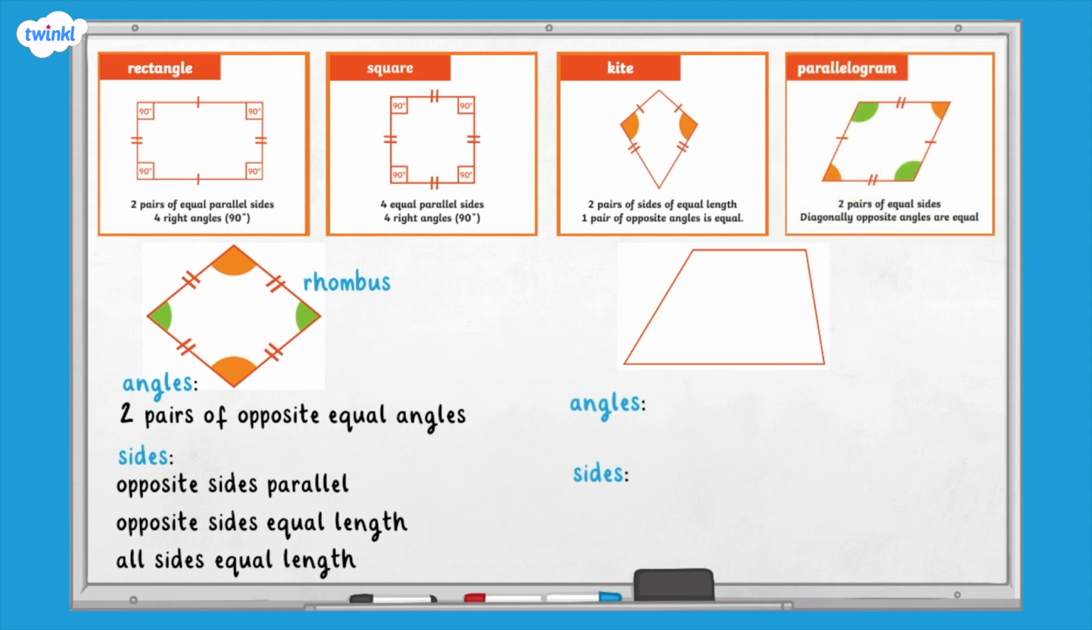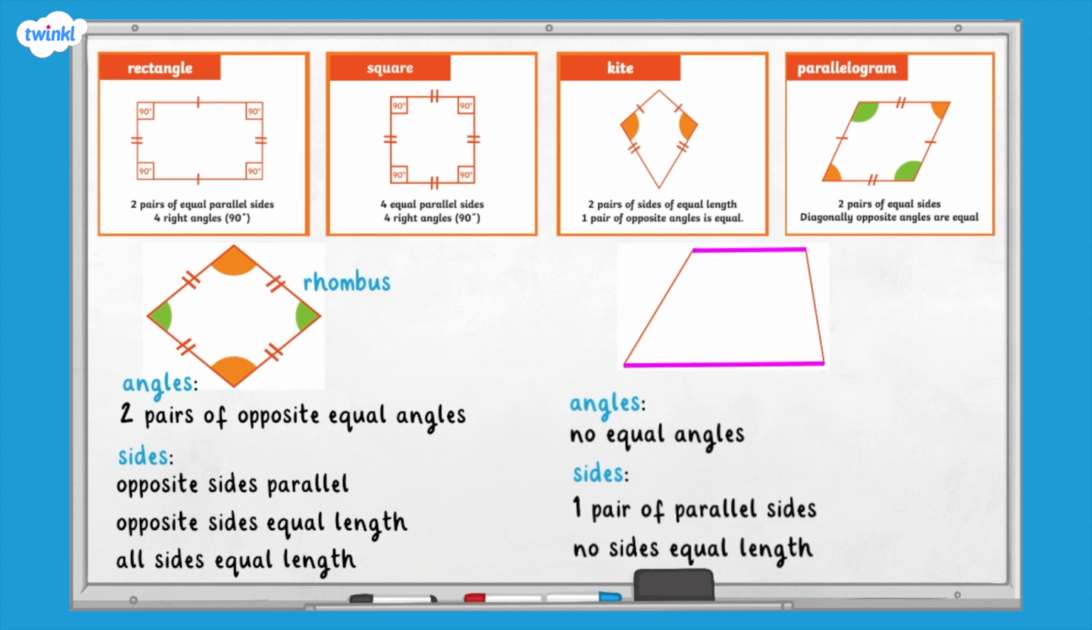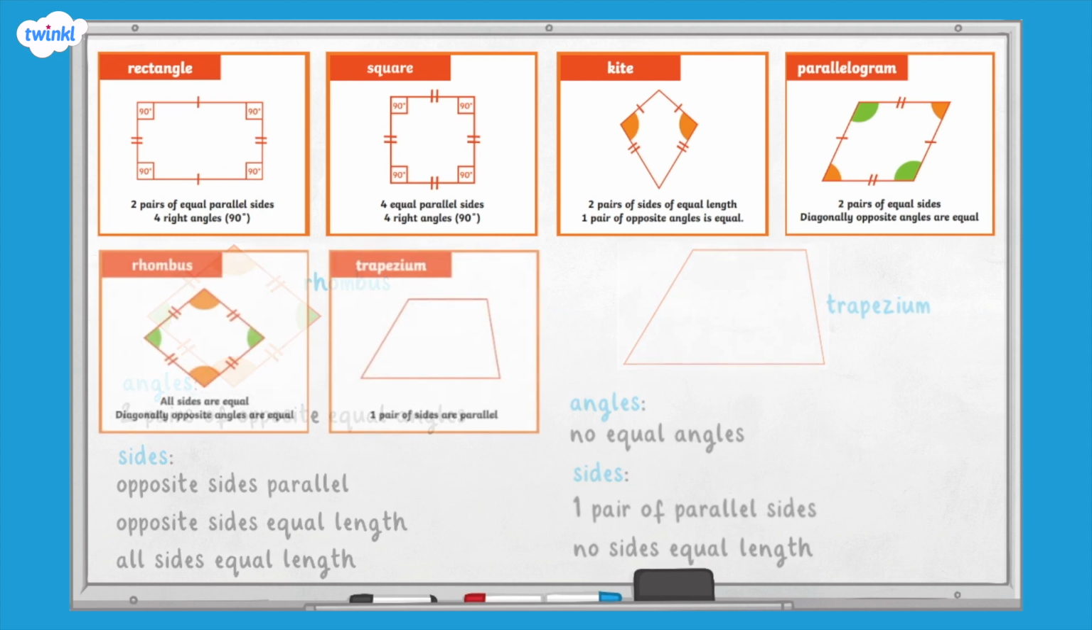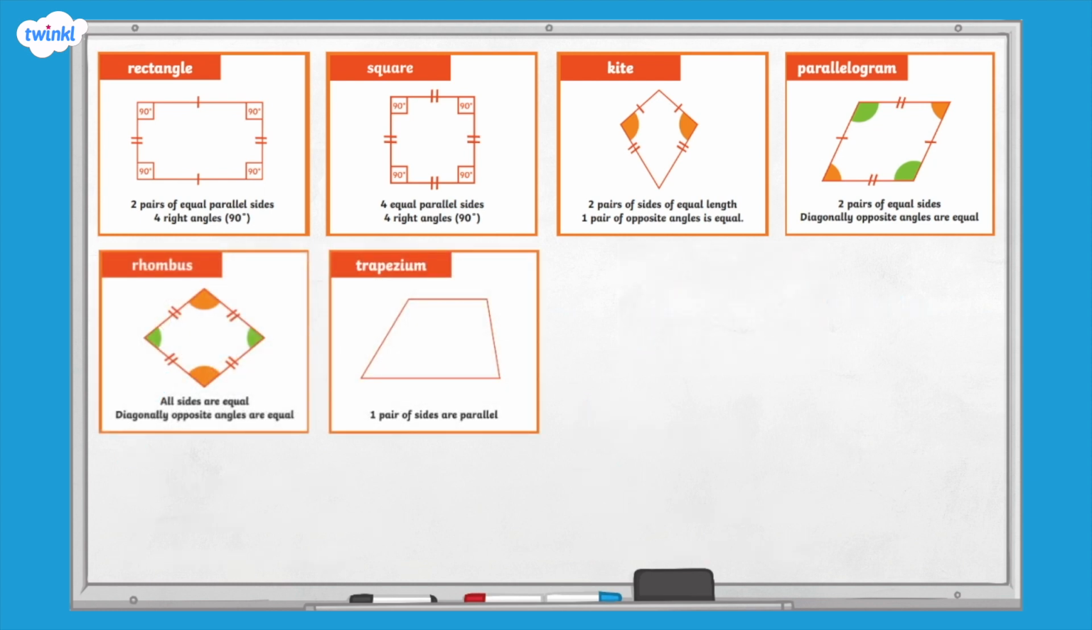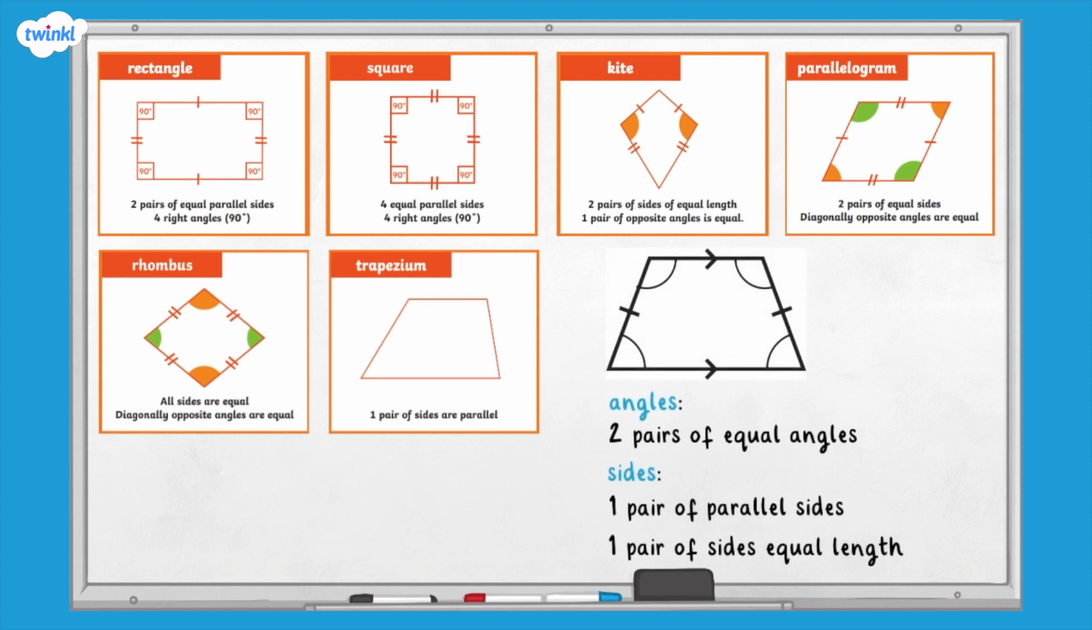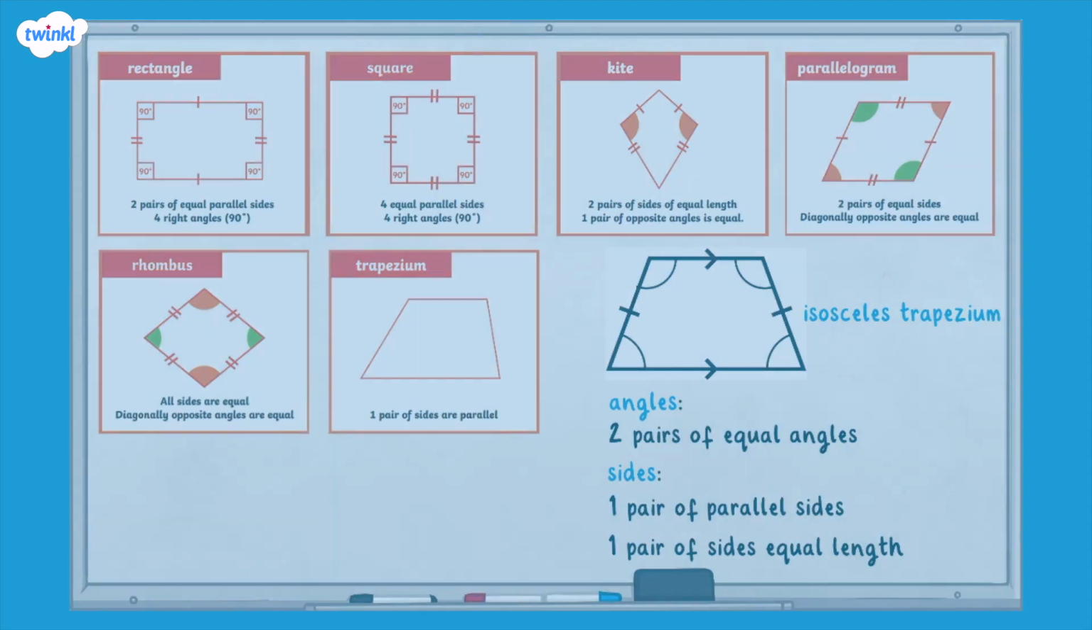Our final quadrilateral has no equal angles. It has 1 pair of parallel sides. No sides are equal in length. A quadrilateral with these properties is called a trapezium. All trapeziums have 1 pair of parallel sides, but some also have 2 pairs of equal angles and 1 pair of equal length sides, like this one. When a trapezium has these properties, it's called an isosceles trapezium.